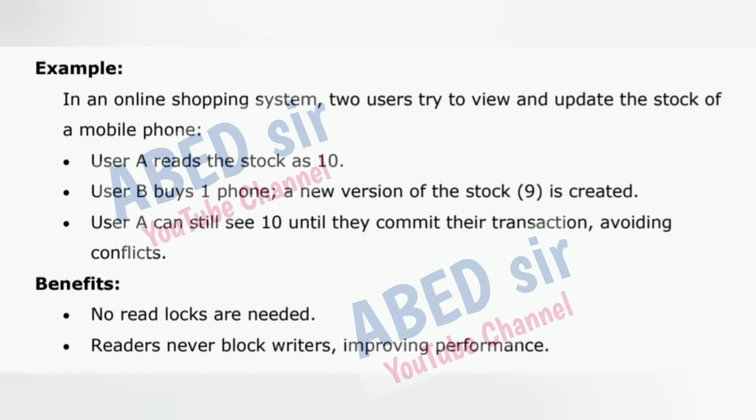Example: in an online shopping system, two users try to view and update the stock of a mobile phone. User A reads the stock as 10. User B buys one phone, a new version of the stock, 9, is created. User A can still see 10 until they commit their transaction, avoiding conflicts. Benefits: no read locks are needed. Readers never block writers, improving performance.